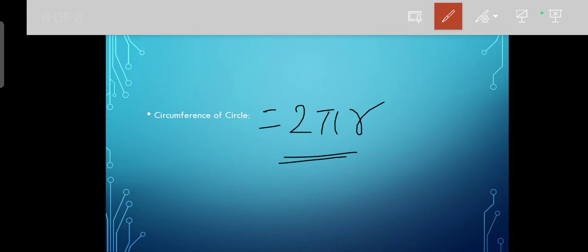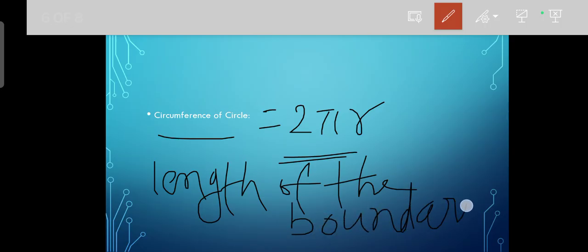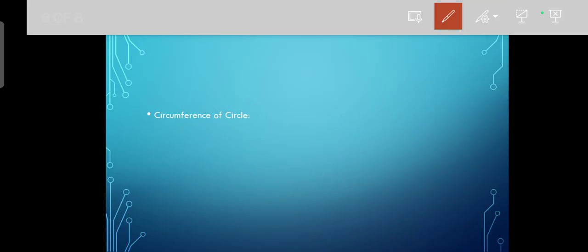And one of the questions is, what is the circumference? Circumference means the length of the boundary of the circle. Suppose this is our circle, and if we want to find the length from this point back to the same point, the length of this boundary is called the circumference of the circle. We can understand it through some questions also.